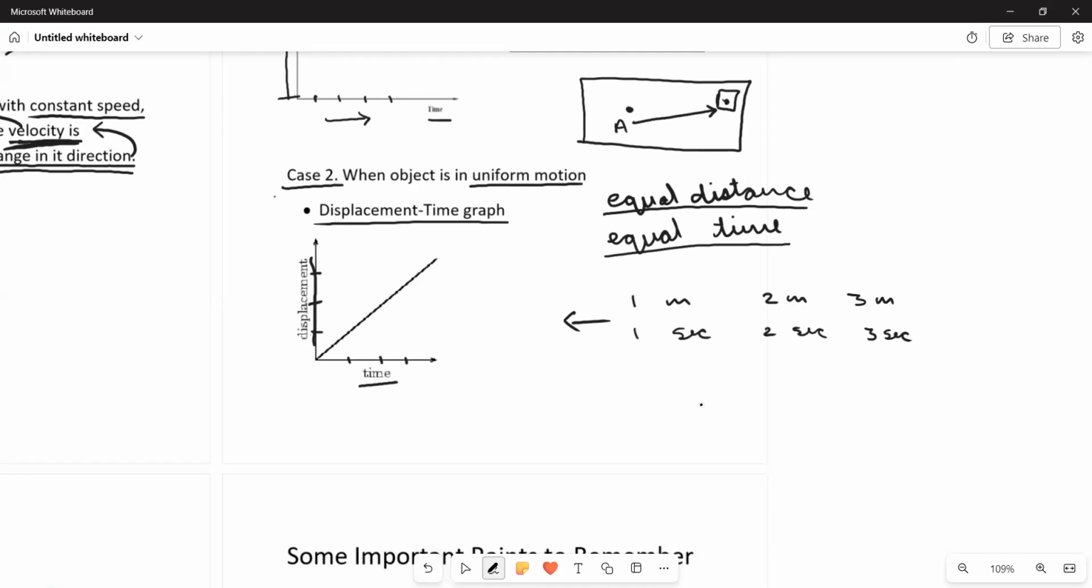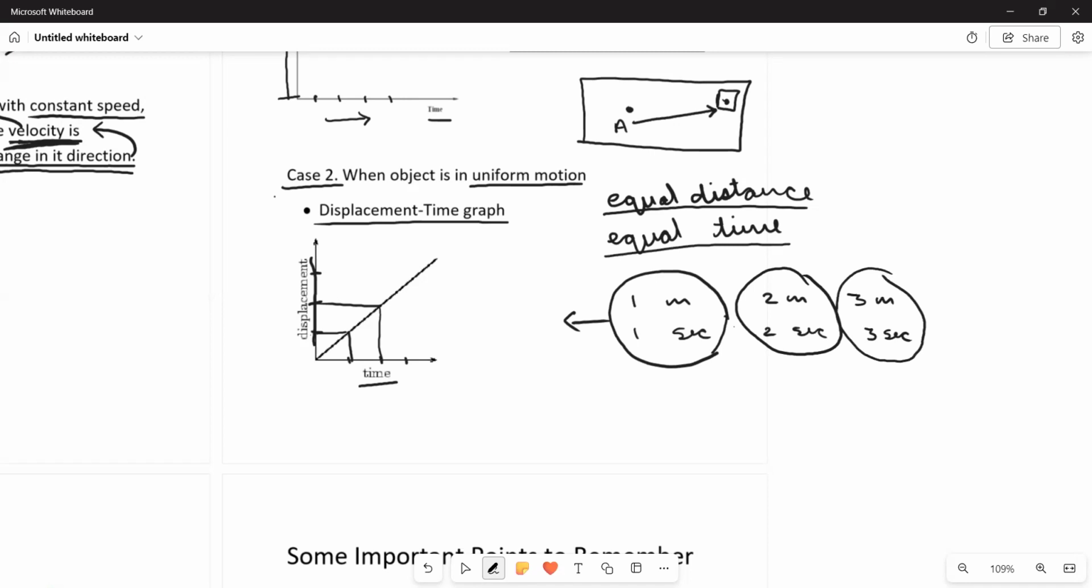So first, we'll check for this situation. Our first situation, we'll try to plot this on our graph. See, this is our first displacement, 1 meter of displacement taking place in 1 second. Then the second instance, that is 2 meters in 2 seconds. See, we are covering 2 meters in this 2 second time, and then 3 meters in 3 seconds of time.